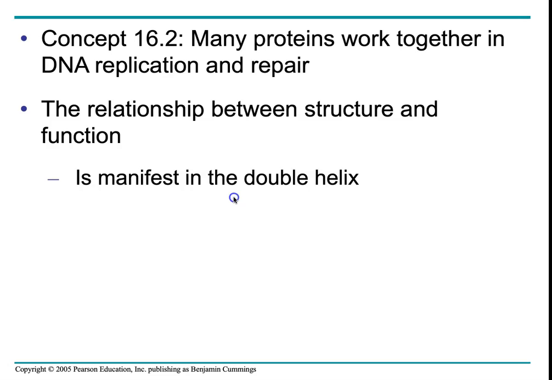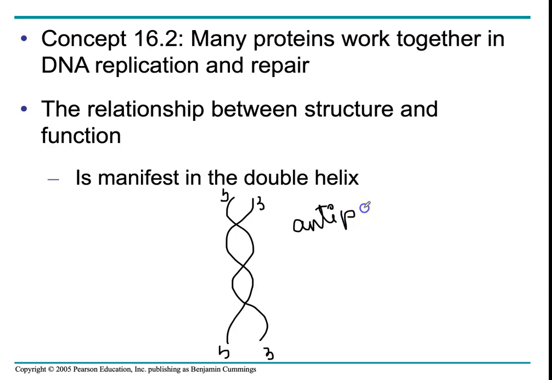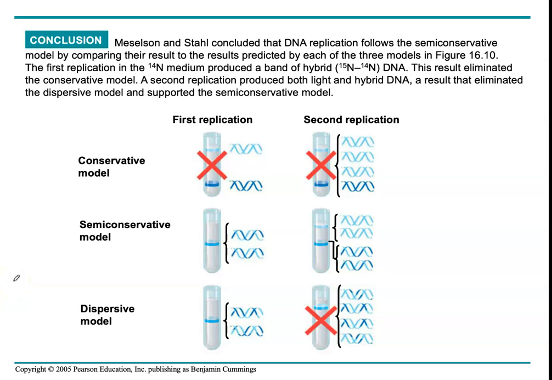DNA forms a double helix, so it's going to go that way, one strand, and that way the second strand. So if this strand is 5' to 3', this strand is going to be 3' to 5'. So they run anti-parallel.